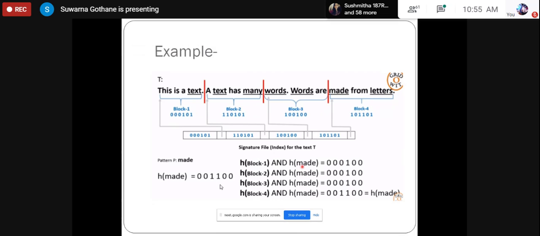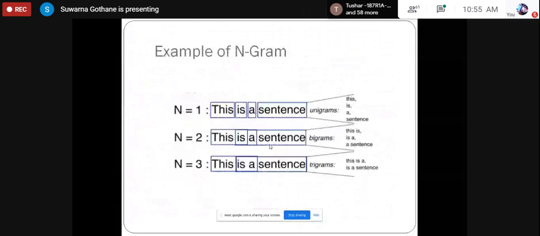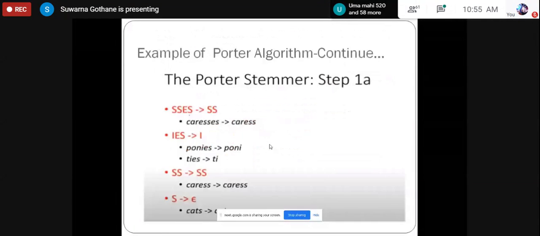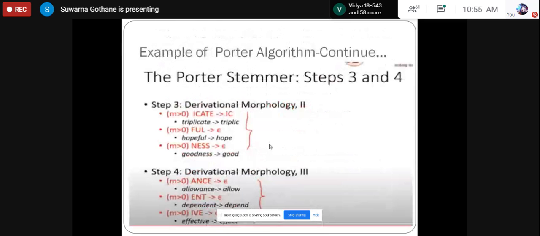Today we have studied the Porter stemmer, and we have studied signature file. I will forward this document to you, so you need not worry. By this example you can write it up in your exams. So two concepts we have covered today. Tomorrow we will see about inverted files and so on.